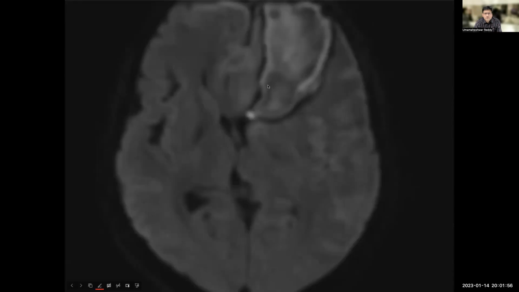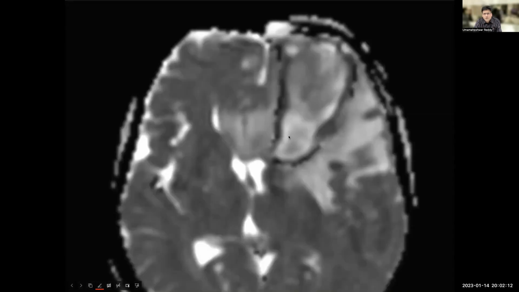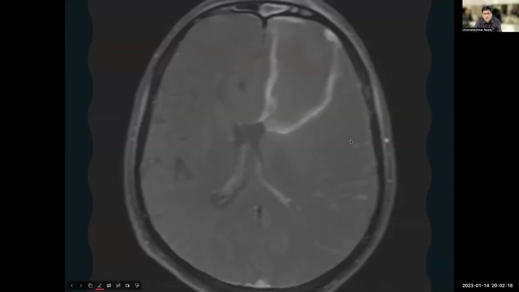This is the diffusion, which is very interesting here. The lesion is showing areas of diffusion restriction here at the junction of frontal horn and the lesion, and also here at the wall there is some amount of diffusion restriction, and also in the center area there is some diffusion restriction. ADC showing the similar hypointense areas corresponding to the diffusion restriction areas.